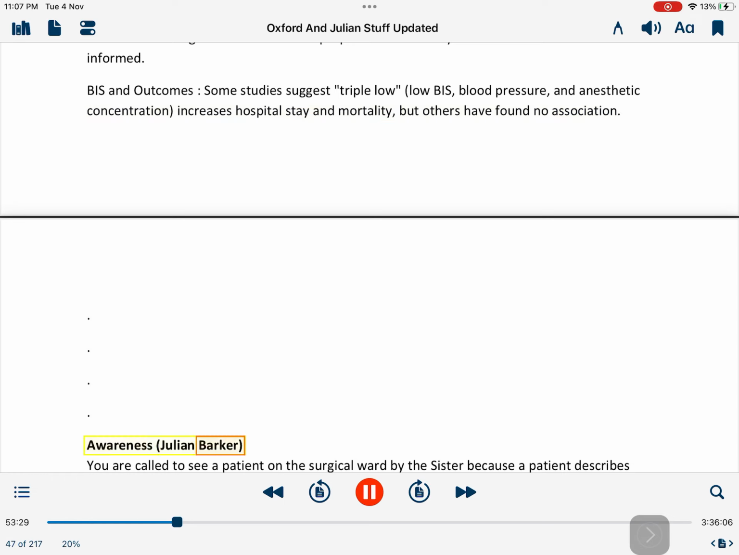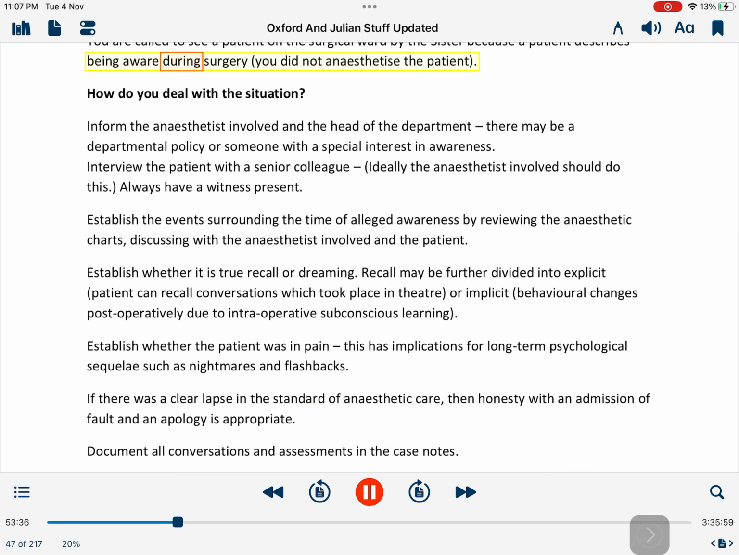Awareness: Julian Barker. You are called to see a patient on the surgical ward by the sister because a patient describes being aware during surgery. You did not anesthetize the patient. How do you deal with the situation? Inform the anesthetist involved and the head of the department. There may be a departmental policy or someone with a special interest in awareness.